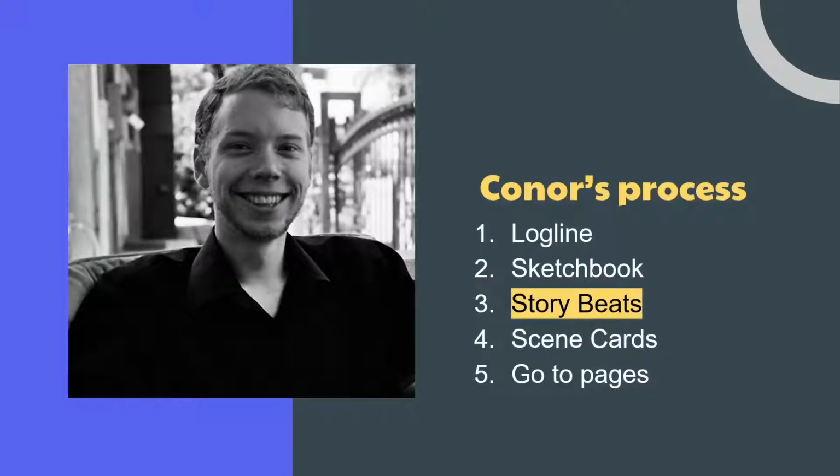Scene cards come next. That's when you expand that list of story beats into a full paragraph for every scene. And then finally, in 2 weeks, we will go to pages, meaning you actually start writing the pages, formatting, organizing, and staging those scenes, and writing all the dialogue. You don't actually need to download screenwriting software before we go to pages in step 5. Any questions on this process before we move on?